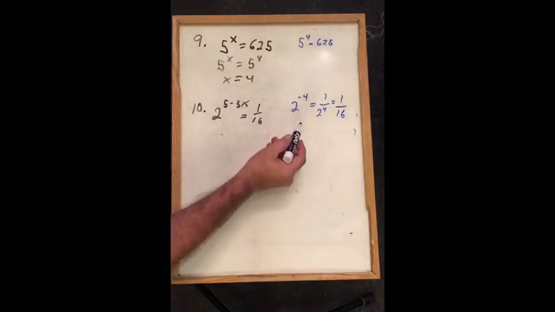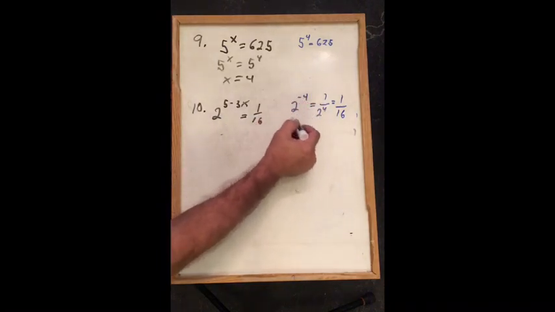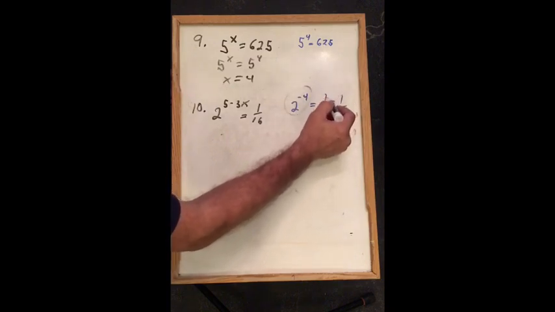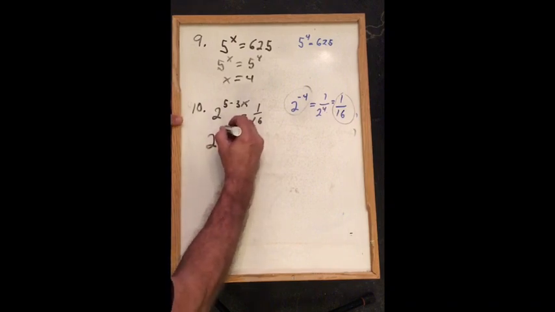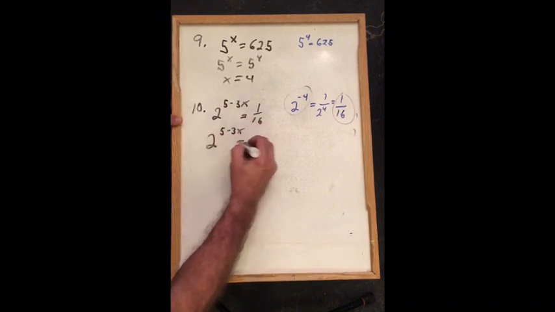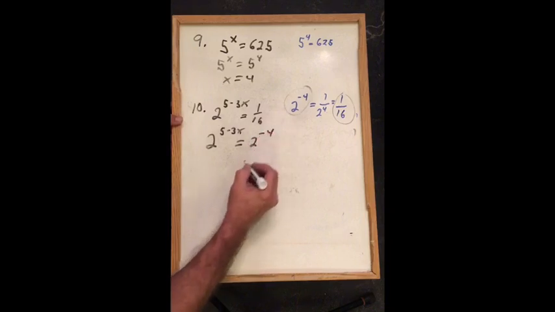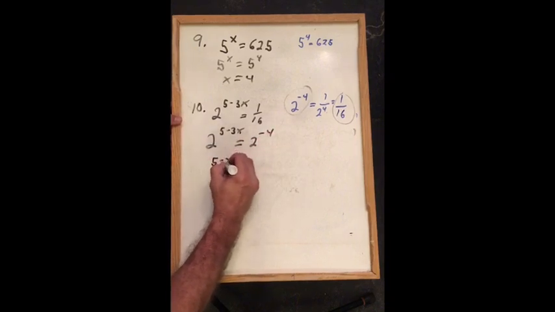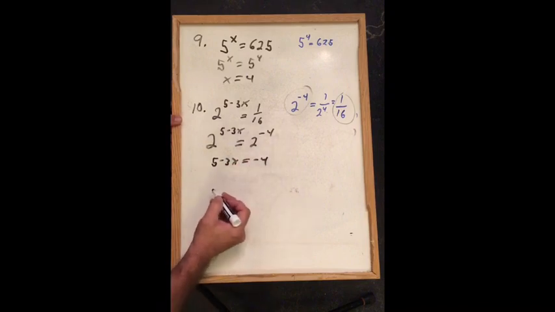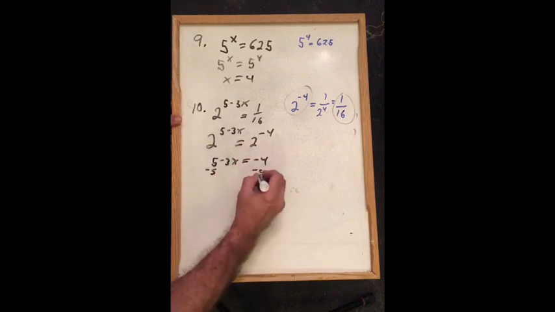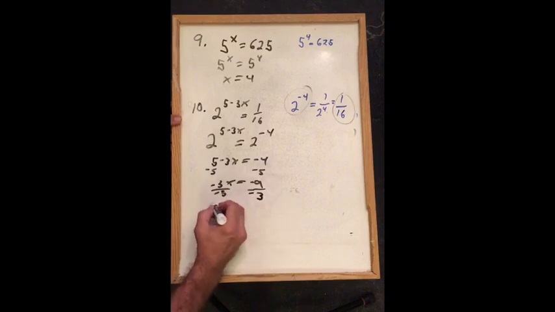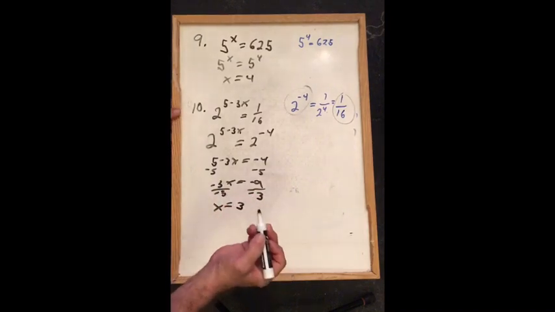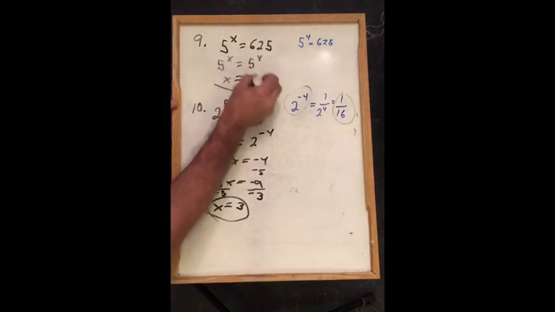And on number 10, the big note is that 2 to the minus 4 is the same thing as 1 over 2 to the positive 4, which is 1 over 16. So I can write this as 2 to the 5 minus 3x equals 2 to the negative 4. That means that 5 minus 3x has to equal negative 4. So if I subtract 5, I get negative 3x equals negative 9. Divide by minus 3. You get x equals positive 3. There's your answer right there for 9 and 10.